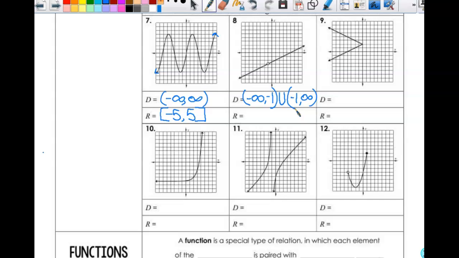Union connects two sets of graph, or two sets of data. The intersection would be almost like a Venn diagram. It's what they have in common, where they overlap. Does that make sense? That's a good question. All right, so my range. I would start down here at negative infinity, keep going all the way to negative 3. Then I'm going to union that with starting over at negative 3, going to infinity.